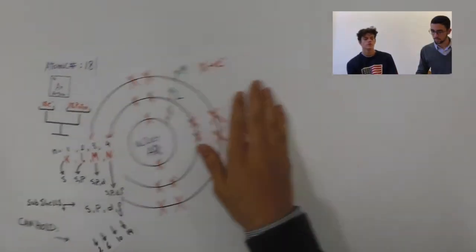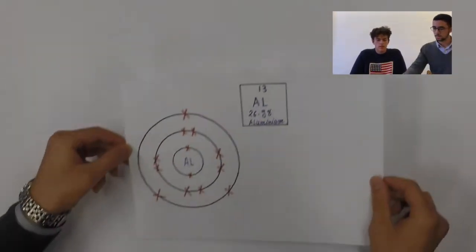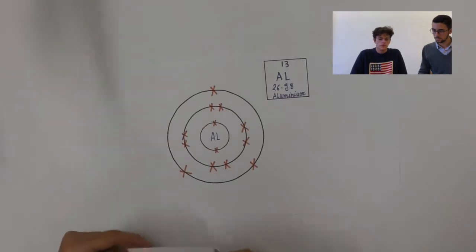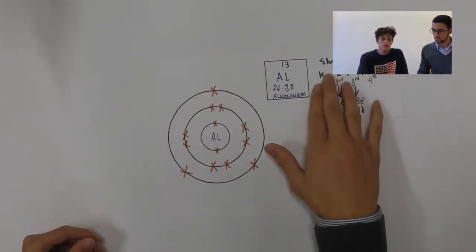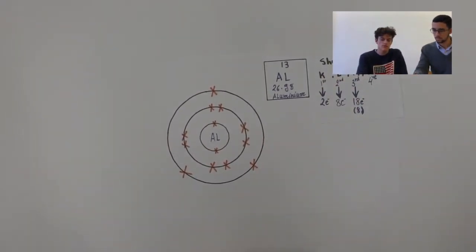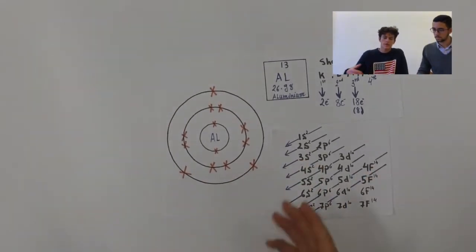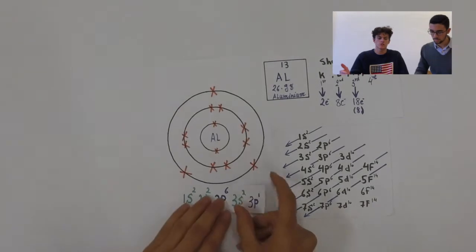Let's take aluminum, for example. Aluminum has 13 electrons and 13 protons. So let's start out with the different shells. So in the first shell there's a maximum of 2 electrons as stated before, second one 8 electrons, and the third one 8 electrons. But in this case we only have 3 electrons in the valence shell.